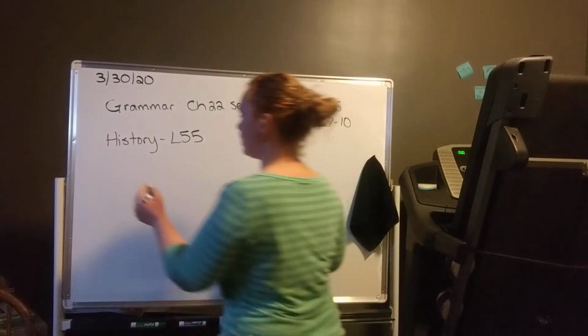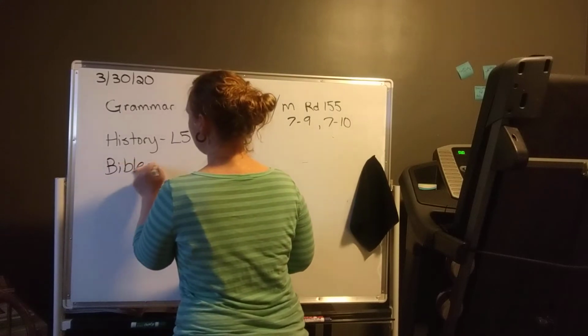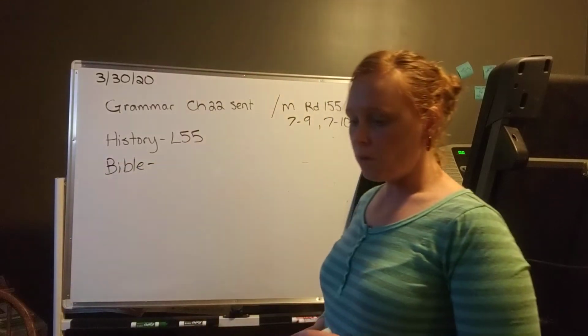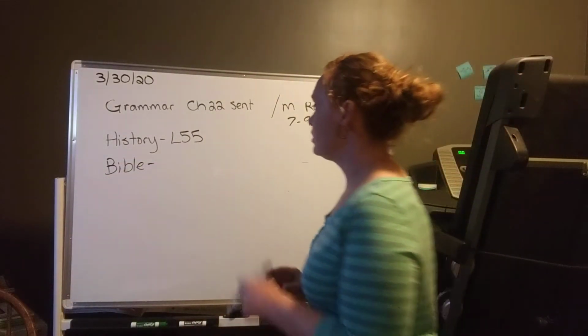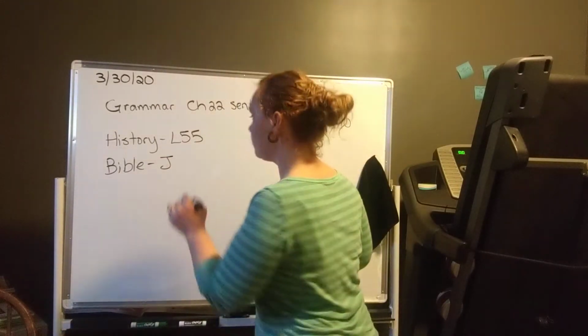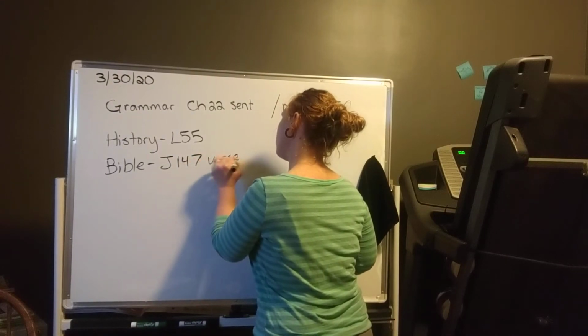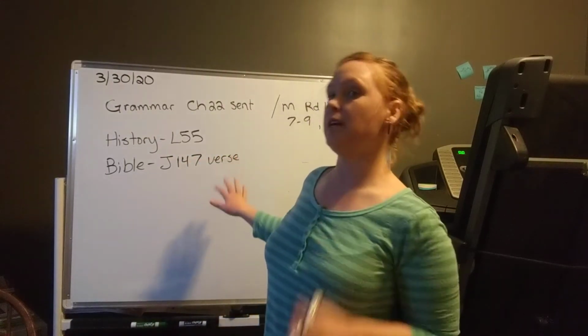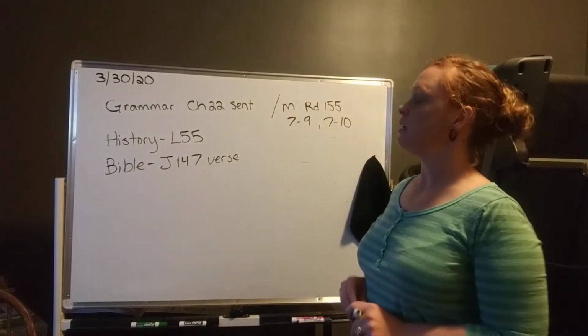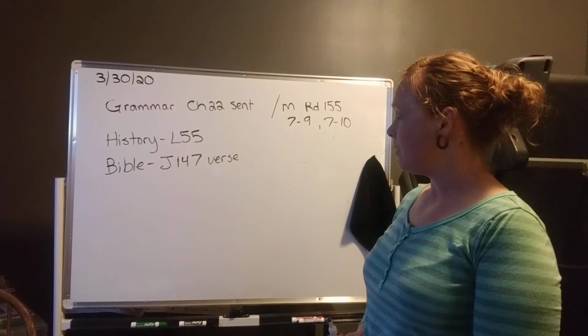And then the last thing on your list for today is Bible. And for Bible today, you're just going to go into your spiral and go to page 147, and that is going to be your verse for the week. So that you'll have a scripture test on Friday. So you want to make sure that you hop right in and get that verse done so you can be practicing it all this week.